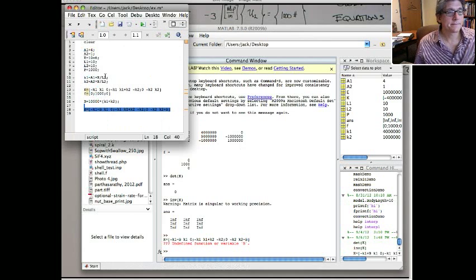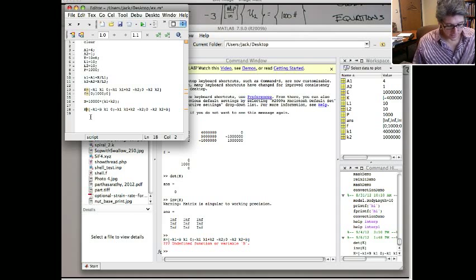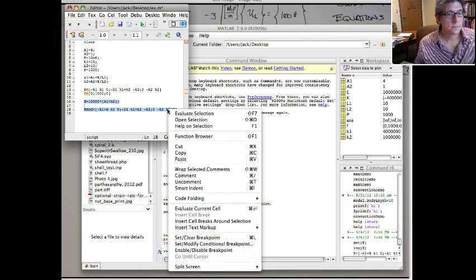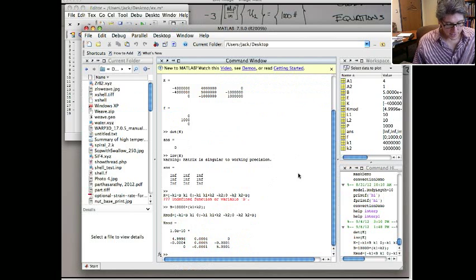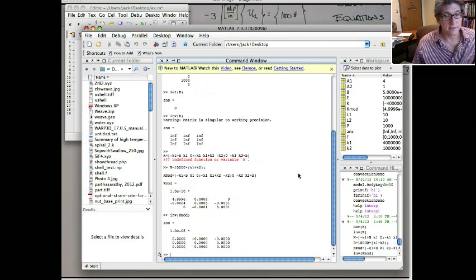Oh, B is undefined. I forgot to execute that one. Let's actually call this K mod because it's modified, okay? We can just execute that. All right? And so there you go. There's the modified K. There's the value of B. And now you can see I can actually get the inverse of K mod. It exists. Okay? It's got something here, right?